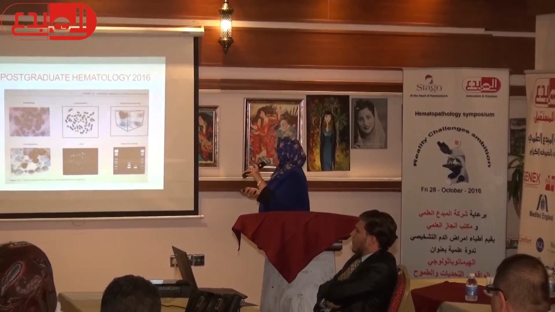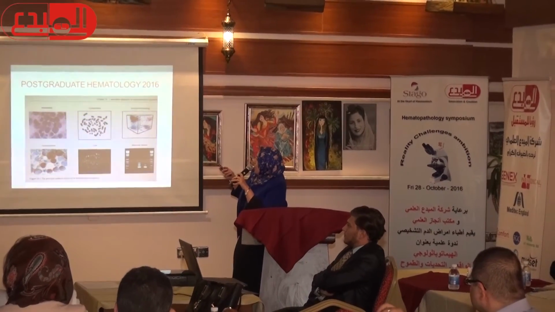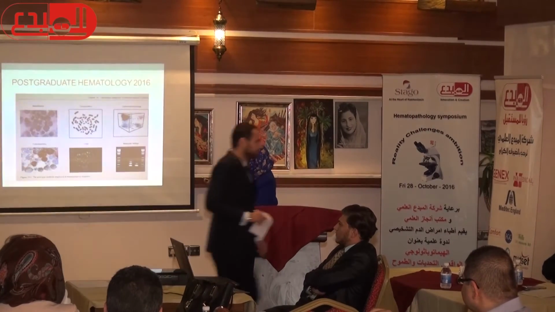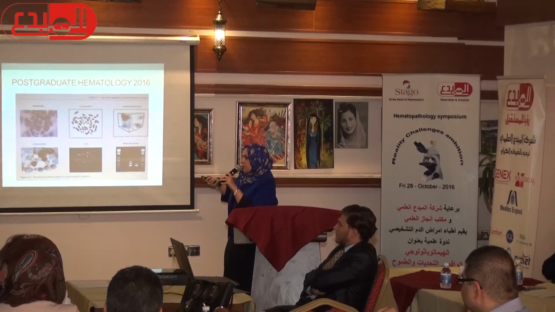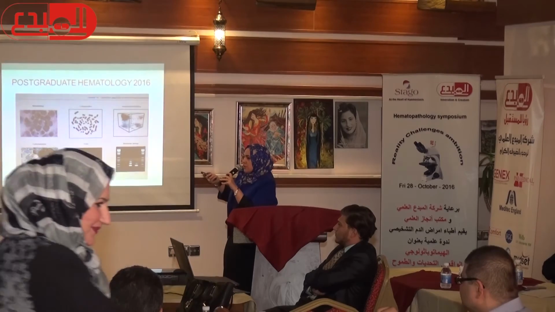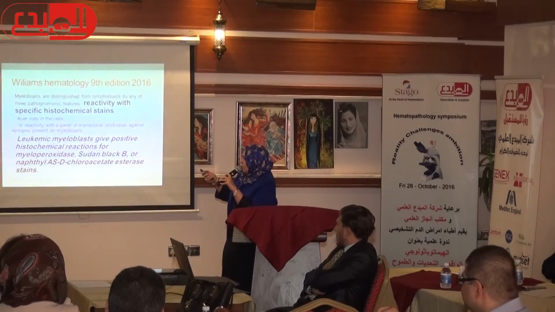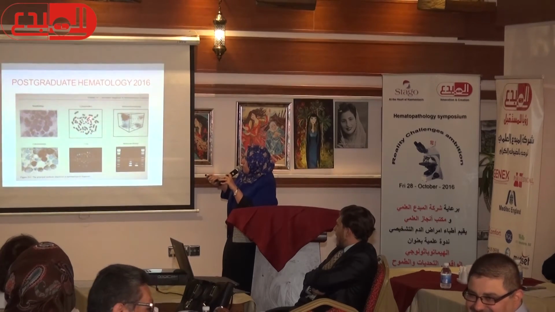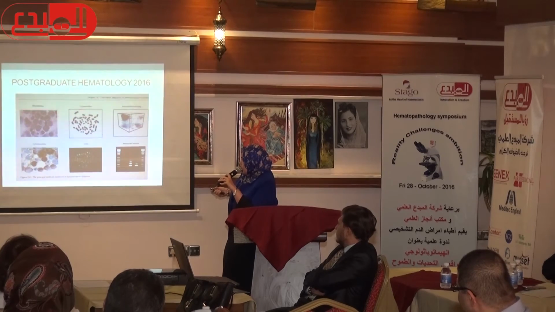I take this diagram from Postgraduate Haematology, chapter 19, laboratory diagnosis of hematological neoplasms. The figure shows the principal methods employed in hematological diagnosis. As you can see, the order of tests starts with morphology, followed by cytochemistry, then cytogenetics, the FISH technique, immunophenotyping, and lastly, molecular biology.